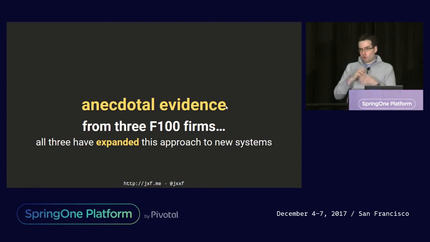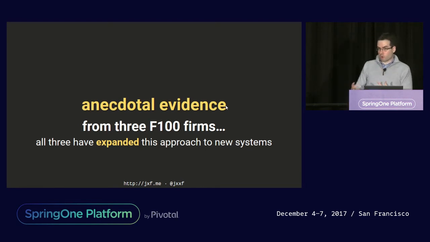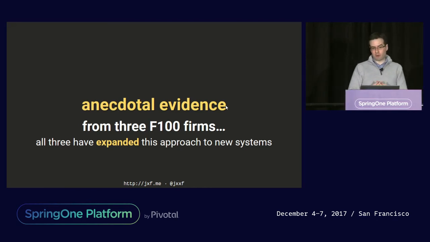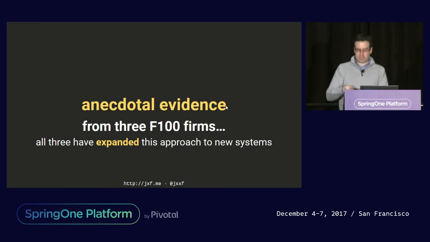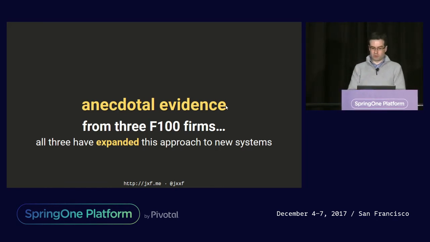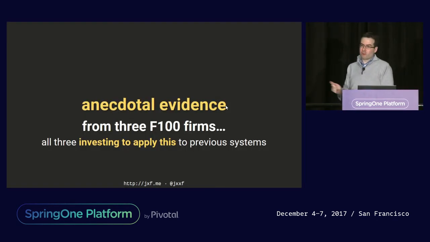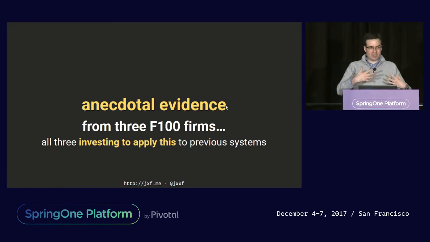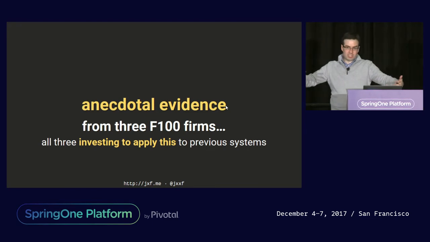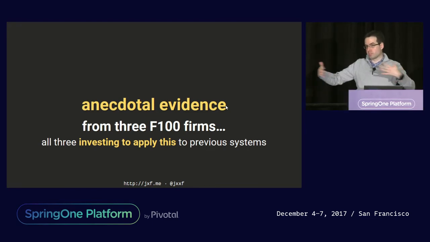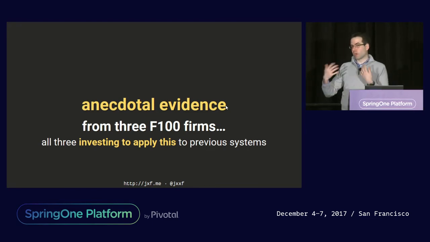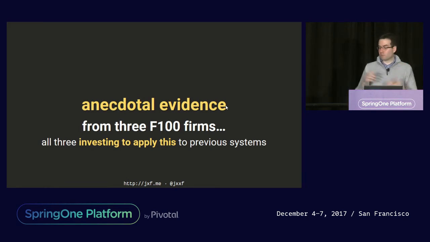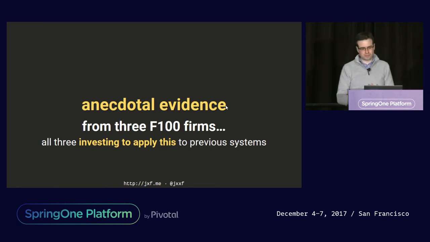And maybe more tellingly, all 3 of the firms that I've tried this approach with have expanded it to new systems that they are managing or operating or building. They liked it so much on the experimental systems that they have expanded it to new ones. But even more tellingly, they're investing to backport it to the previous systems. They're investing the effort to expose these metrics so that they can be observed by whatever their monitoring tools are, so that those metrics can then be surfaced to operators.